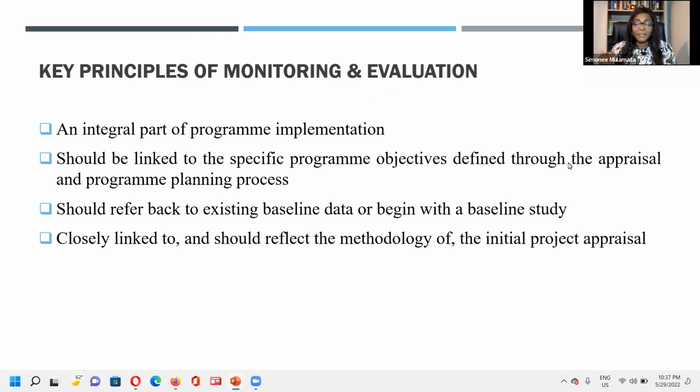And it should refer back to existing baseline data or begin with a baseline study. Yesterday, I made an example and there was a question, and I indicated that some projects start with feasibility study, some projects start with baseline study.